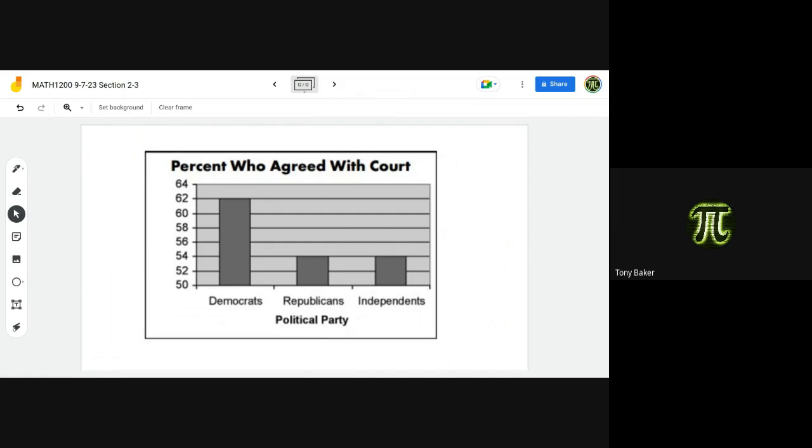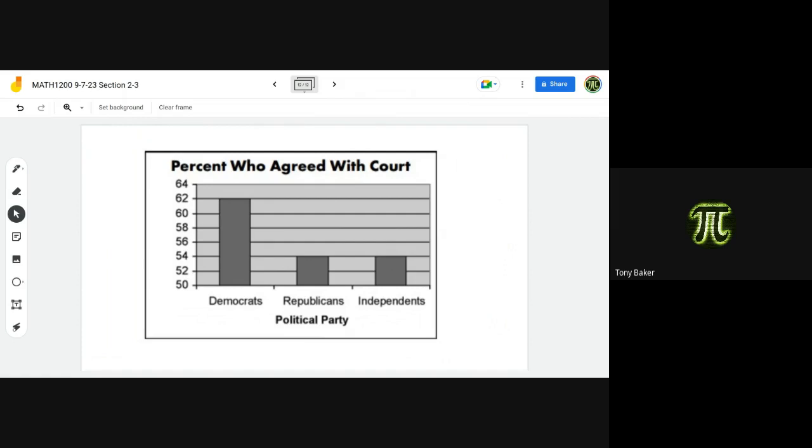What are some things you notice about it? Democrats are way higher than Republicans and independents, right? Republicans and independents basically agree at the same level. Same issue with the last one. How many people are we polling? Well, that's less important actually in this case. This is percentage. Whatever they polled, probably around 500-600 people, maybe 1,000. They polled enough to get the data. The scale only goes from 50 to 64. It's made so it looks like the Democrats are way more in favor. Only like 8% more.